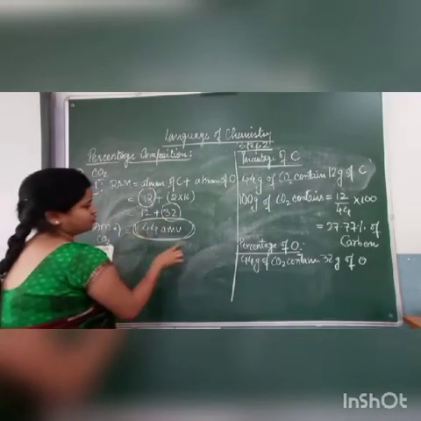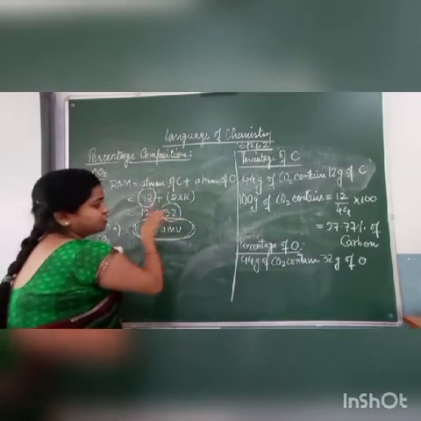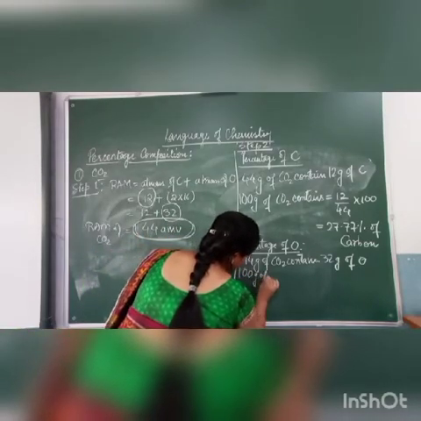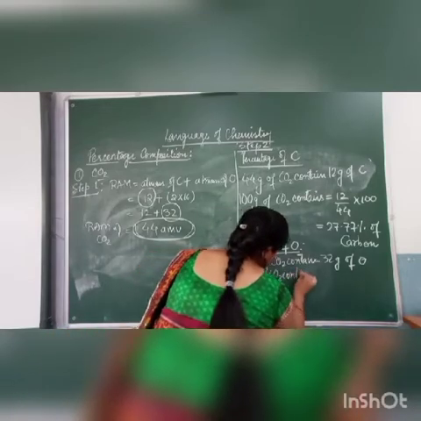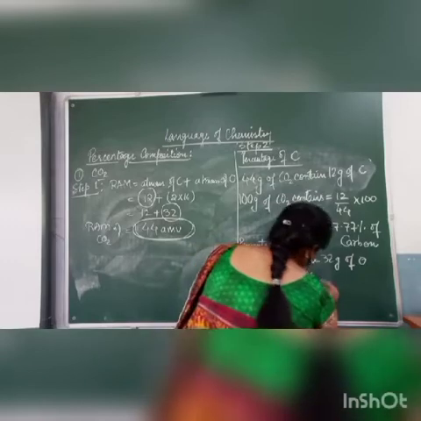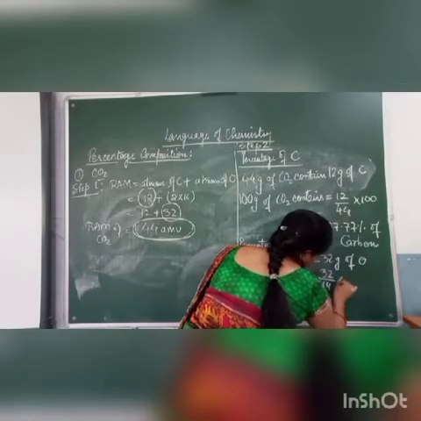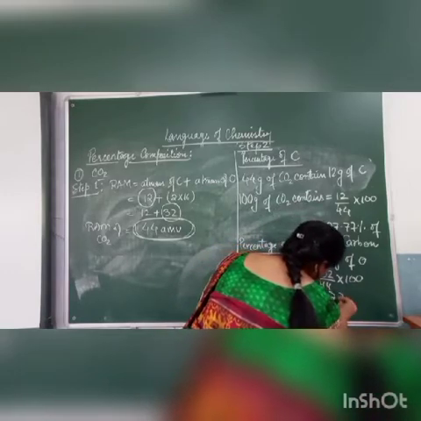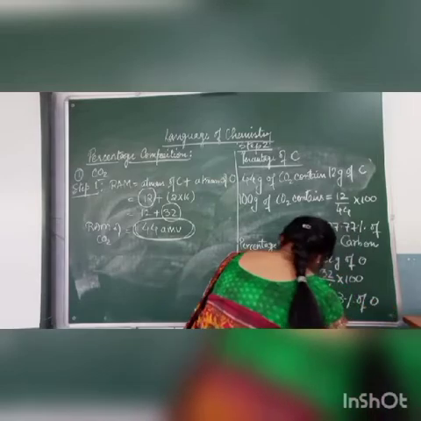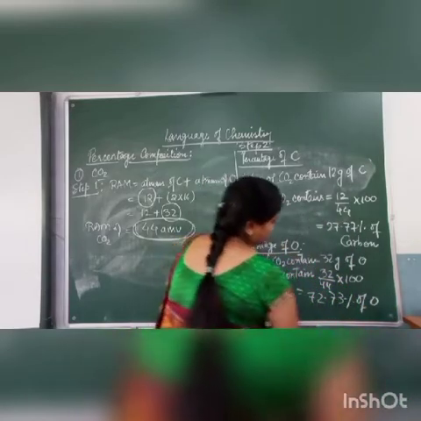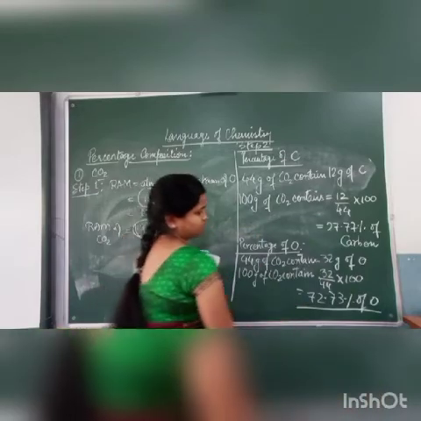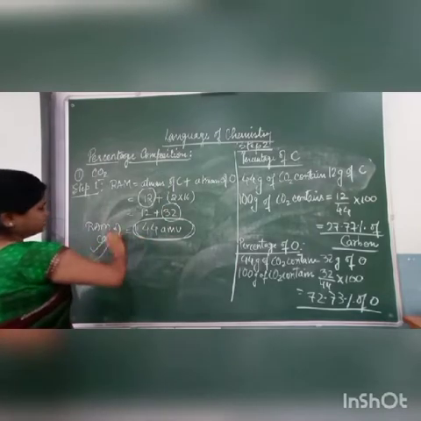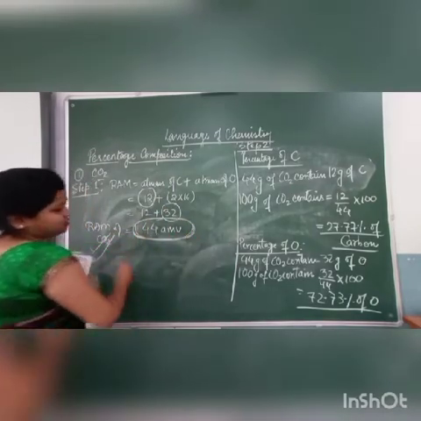If 44 gram of carbon dioxide contains 32 gram of oxygen, so what about 100? That will be: 100 gram of carbon dioxide contains 32 upon 44 into 100. After solving this, we will get 72.70 percent of oxygen. So we can say this is the composition of oxygen and this is the composition of carbon, which is available in carbon dioxide.